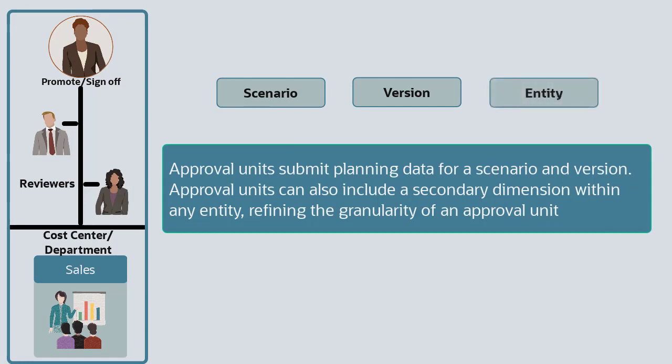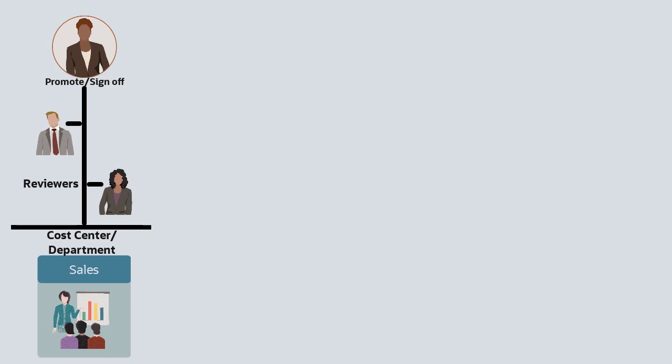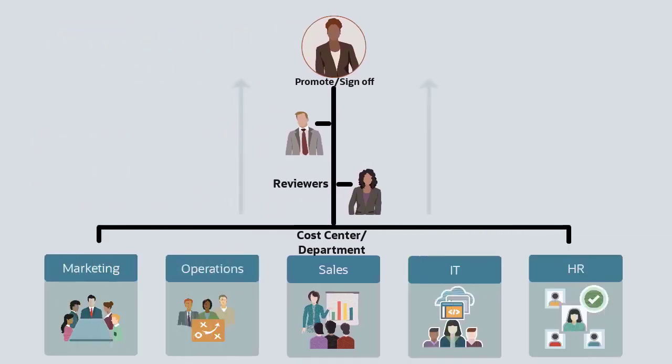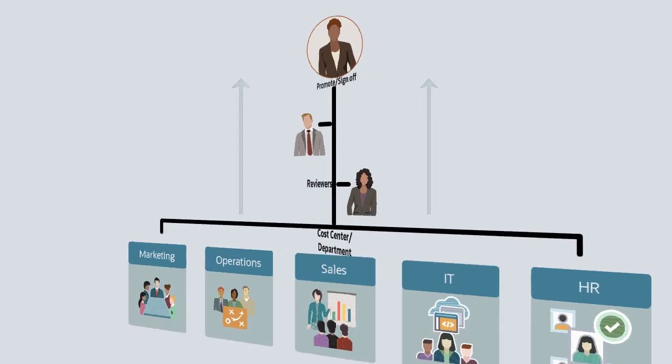Approval units can also include a secondary dimension within any entity, defining the granularity of an approval unit. The approval unit moves from one reviewer to another until the budget process is complete. The review process follows the promotional path you set up when you select the owner and reviewers for an approval unit unless an event triggers a change in the promotional path.